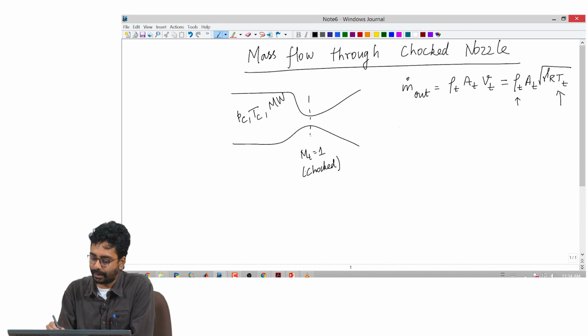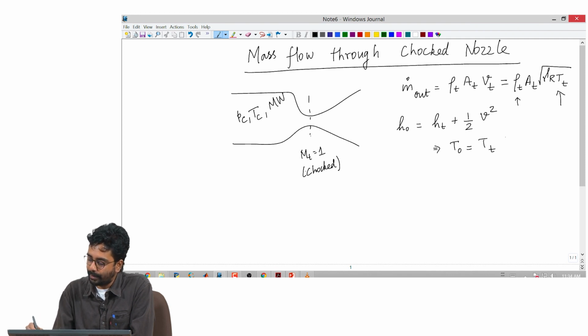Okay. The isentropic relation is that the total enthalpy at every point is the same. This is one part following from energy conservation, from which you can also show that the total temperature is the temperature at the throat multiplied by (gamma plus 1) by 2.